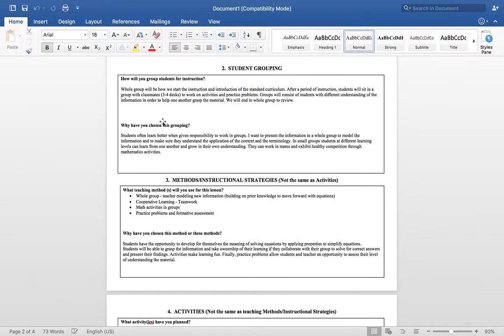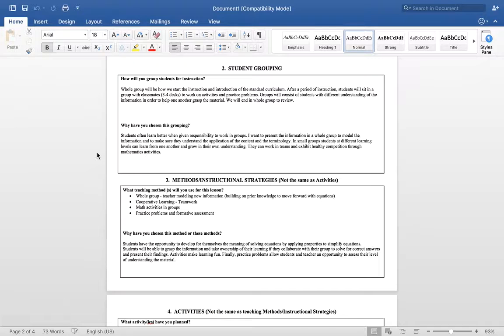I have chosen this grouping because students often learn better when given responsibility to work in groups. I want to present the information in a whole group to model the information and to make sure they understand the application of the content and the terminology.